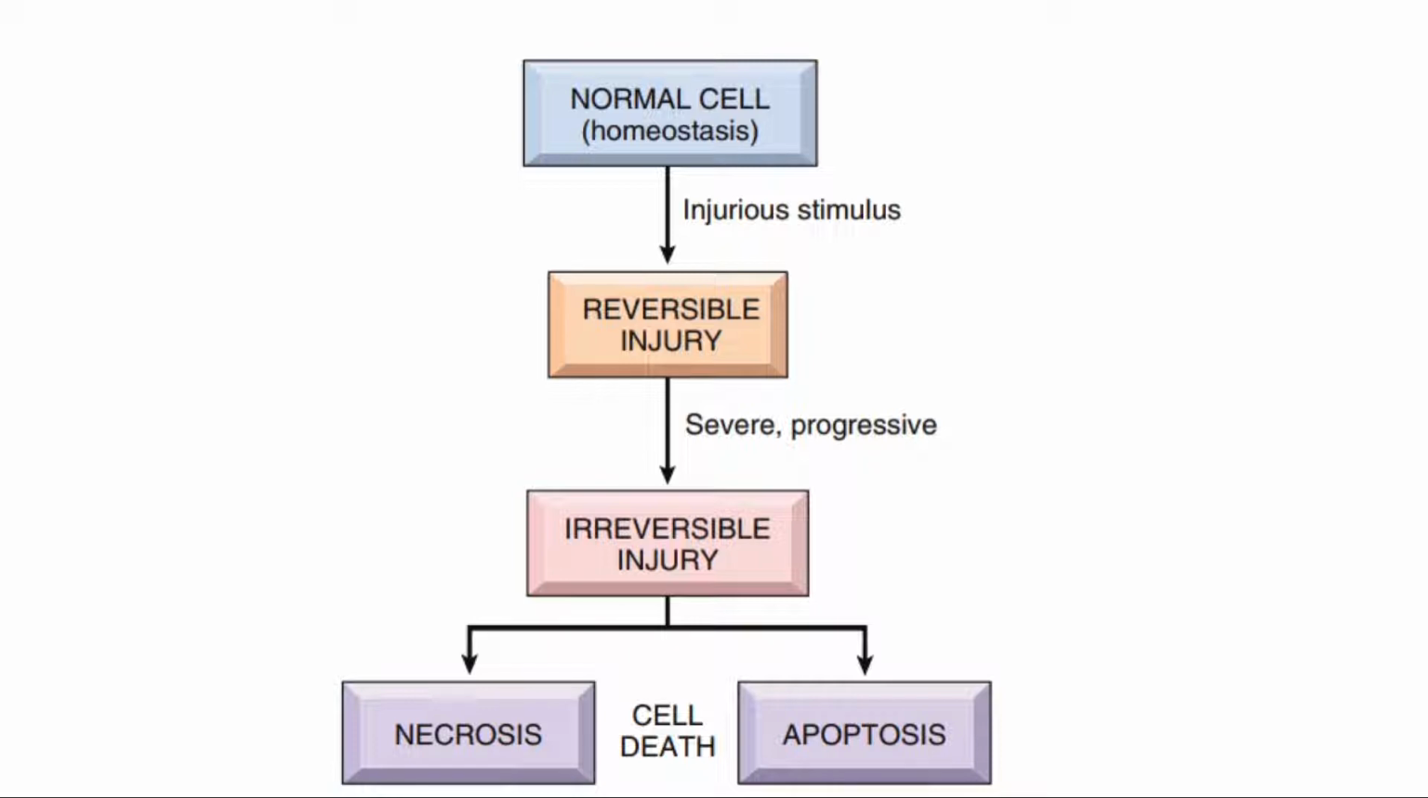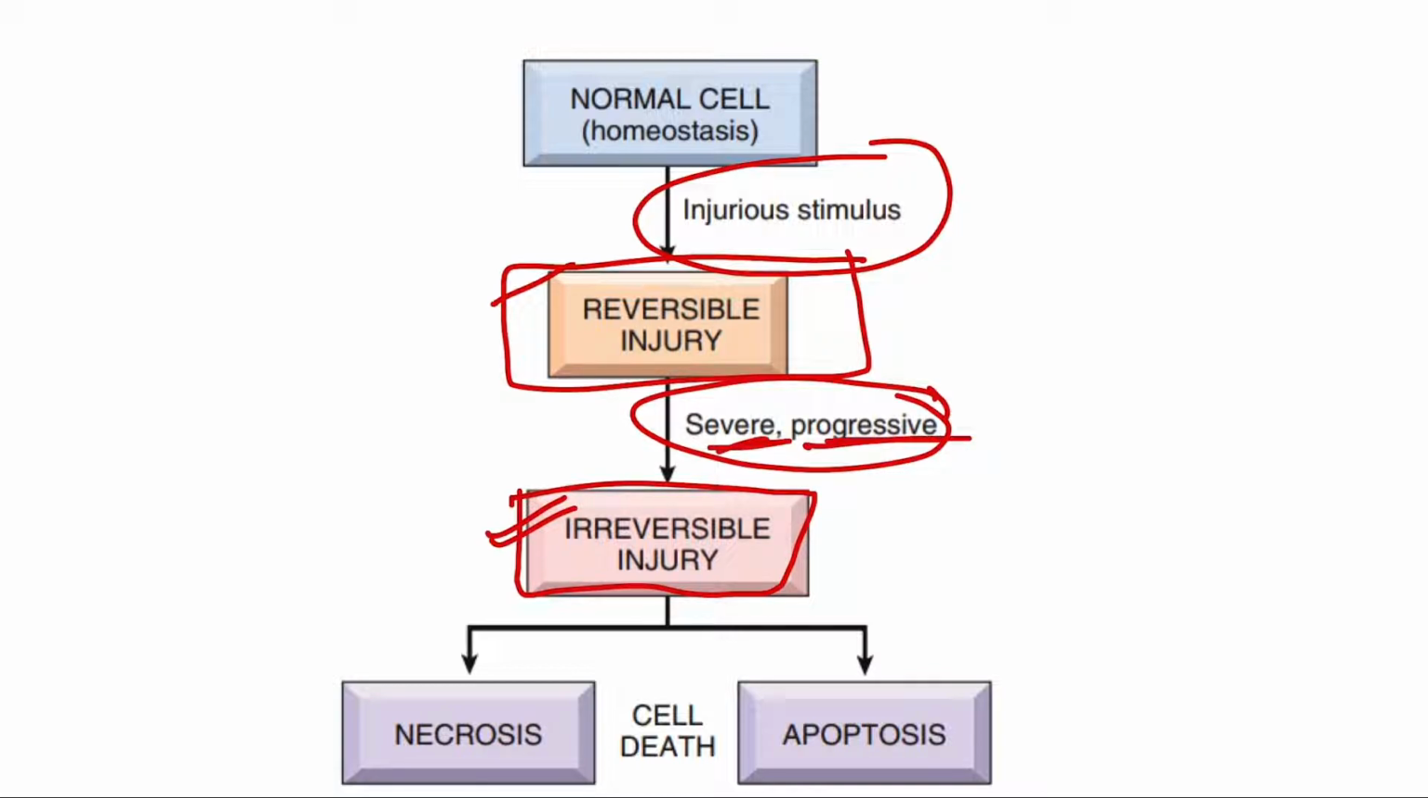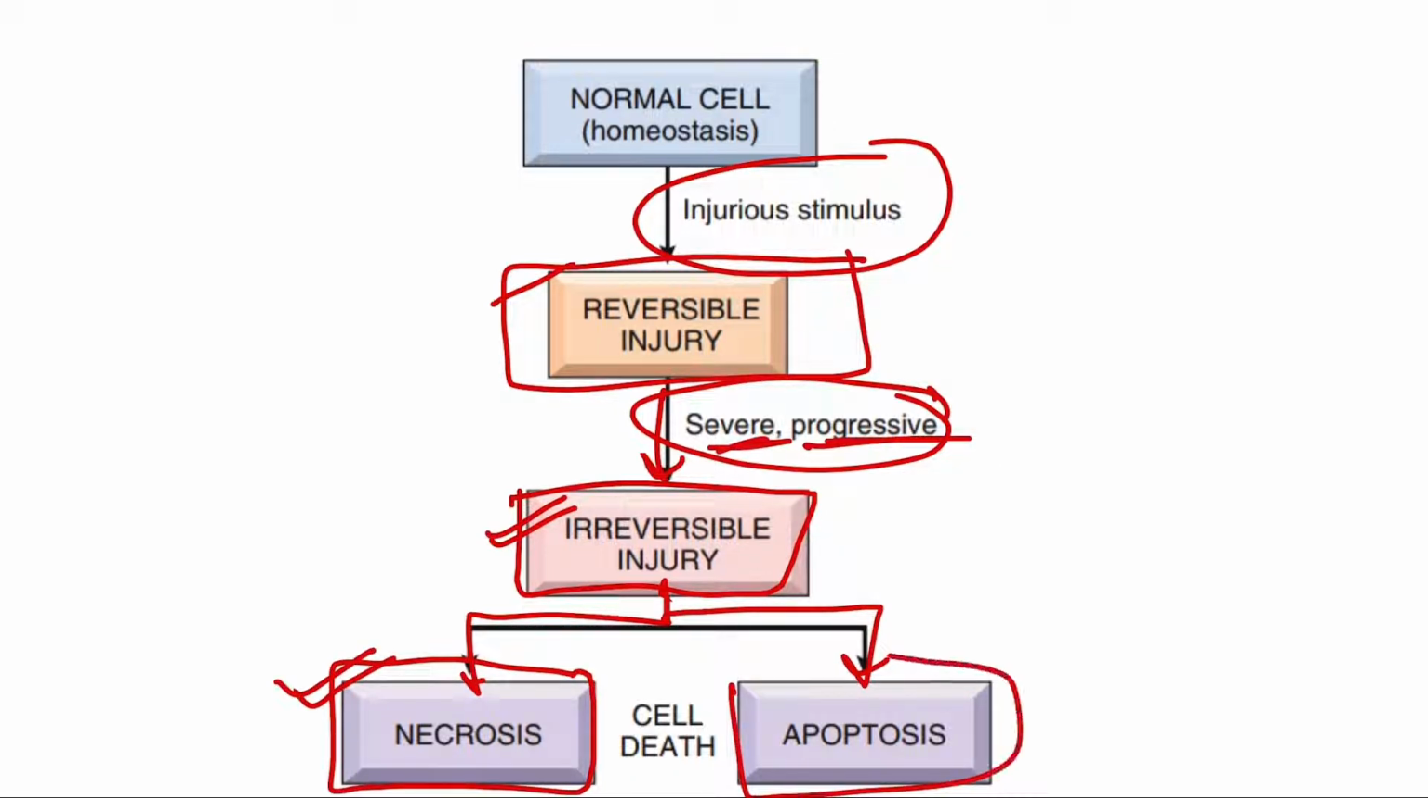But if the limits of the adaptive responses are exceeded, or if the cells are exposed to injurious stimuli, there occurs a sequence of events which is called cell injury. Now, this injury can be reversible injury, or this can also further proceed to irreversible injury, depending upon the severity of the stimulus and how persistent it is. So, if the injurious stimulus is severe and it is progressive, ultimately reversible injury becomes irreversible injury, and that ultimately leads to cell death. Now, this cell death can be in two forms. Either it can be necrosis or it can be apoptosis.